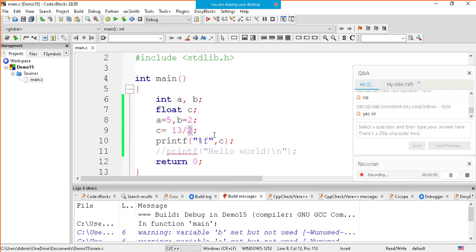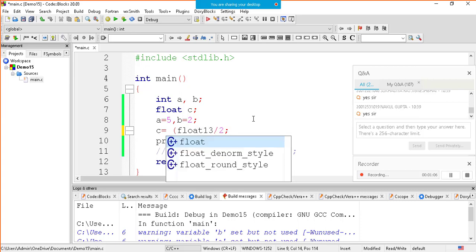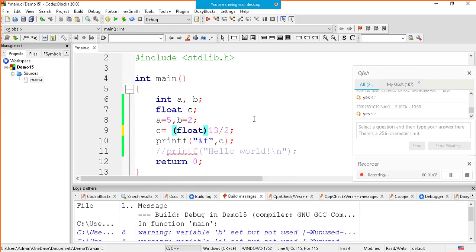Let me ask you a question again. Suppose now 13 by 2, I want answer 6.5. As I said, one of the options is I will write here float. And when I am writing float like this, it is called explicit typecasting. Explicit typecasting. I will write it down, don't worry. Just in a minute I will explain you.